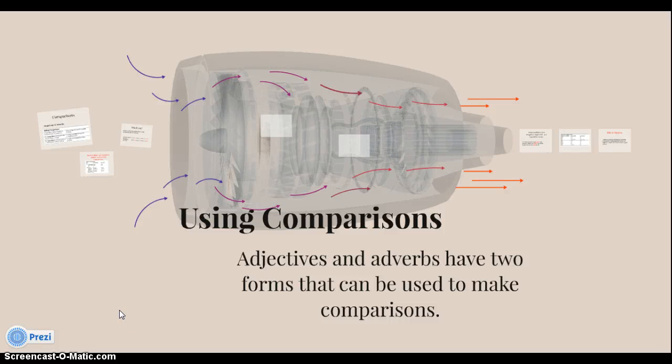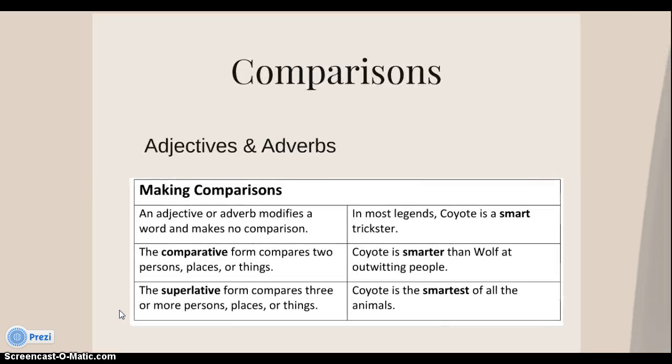What I want to talk about now is comparisons. We've been talking about adjectives and adverbs as modifiers, and I also want you to know that you can use adjectives and adverbs to compare things. Adverbs and adjectives both have two forms that we can use when we make comparisons, and that's what we're going to talk about. Now, if you look at this little chart that I've made for you, you can see that using adjectives and adverbs to make comparisons can be done in a couple of different ways.